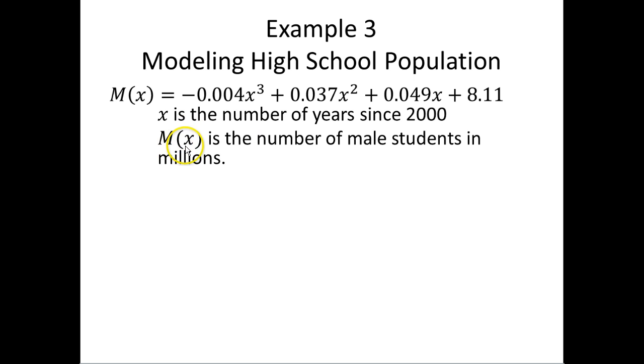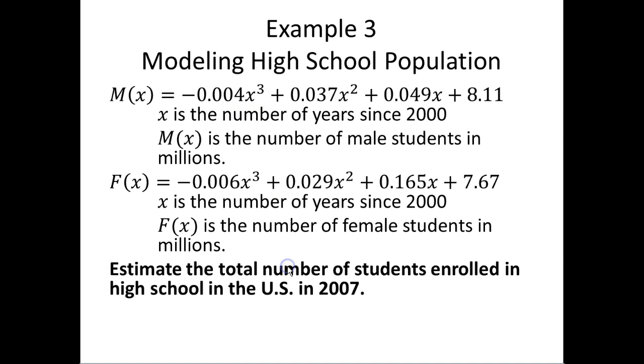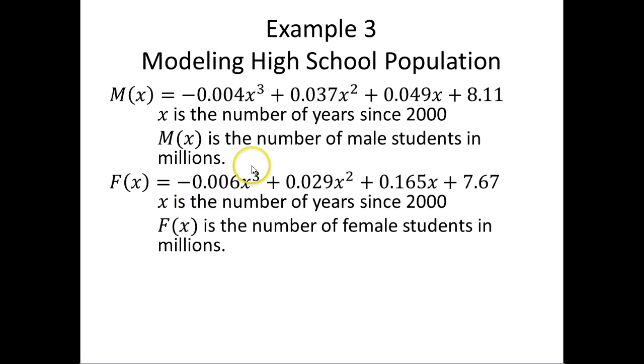Alright, so M of 0 would represent the number of male students in millions 0 years after 2000, or in the year 2000. So the high school population is modeled by this polynomial here of third degree. Same thing with females. The population of females is modeled by this polynomial here of degree 3, where once again x is the number of years since the year 2000, and f of x is the number of female students in millions x number of years after 2000.